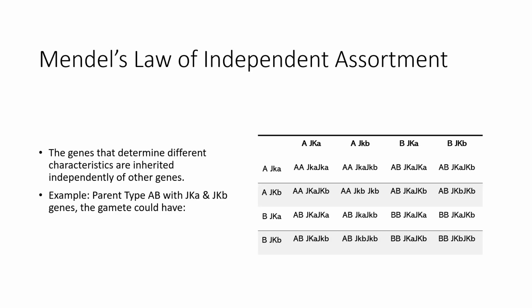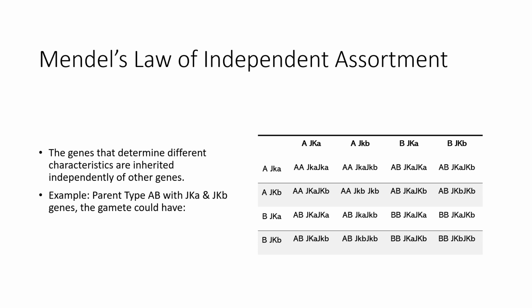Mendel's law of independent assortment. This law says that genes that determine different characteristics are inherited independently of other genes. Blood group antigens are not always inherited according to this law. Some genes are so close together on the chromosome that they will be inherited together.